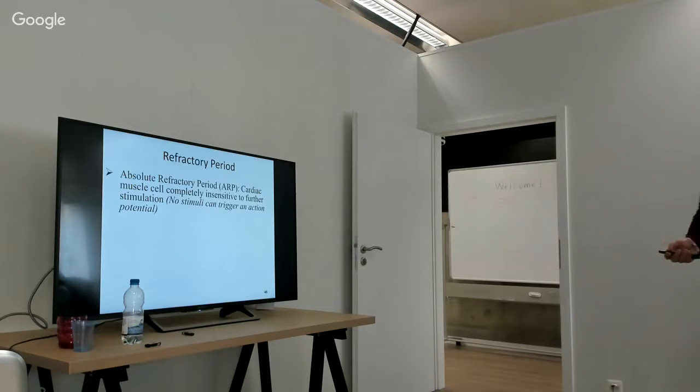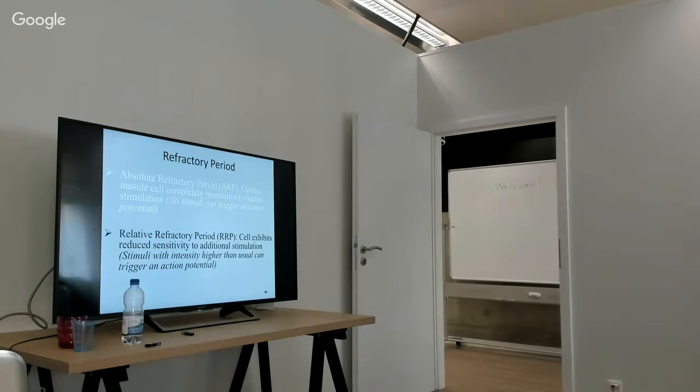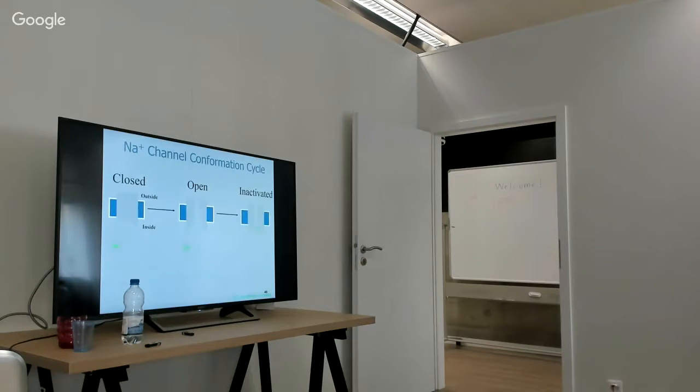Absolute refractory period: no stimulus can trigger an action potential. Whatever the intensity of the stimulus, I cannot induce another action potential during the plateau. Relative refractory period: a stimulus with a higher intensity than usual can trigger an action potential. This is because of the H gate, that is another representation of the same story. I won't repeat the story, it's clear.